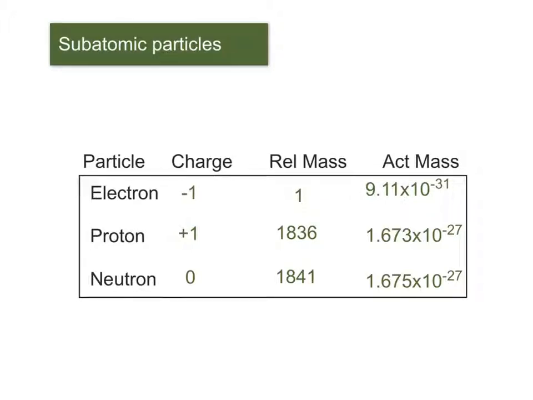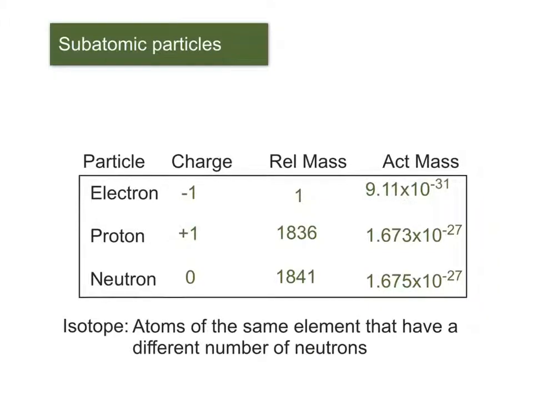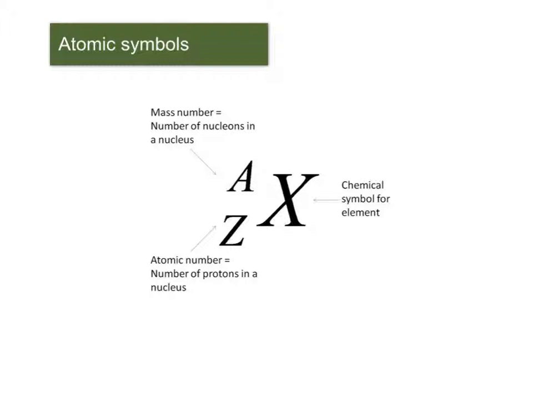Now one other thing I want to note is that an isotope is what we get when we have elements that are the same, or atoms that are the same element, but the two atoms have a different number of neutrons. Those are called isotopes. The atomic symbol is how we represent how many of each of these subatomic particles there are. And so X, which is right here, is just the chemical symbol that you find on the periodic table. So this is just the letter or the two letters that we already talked about in this chapter.